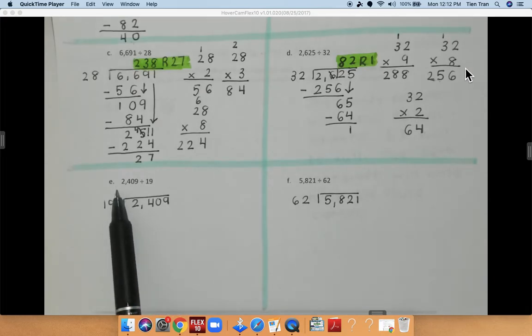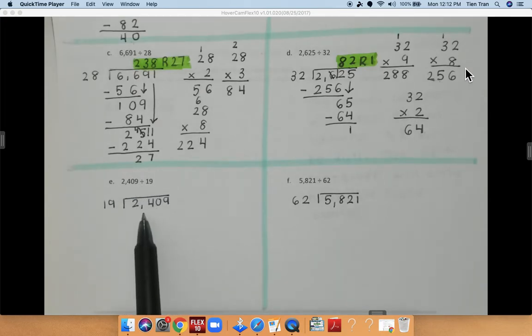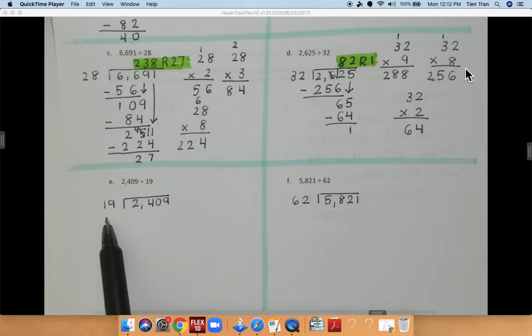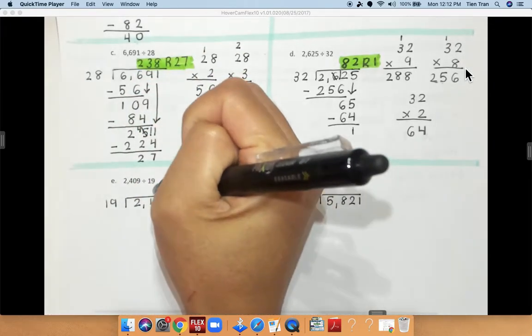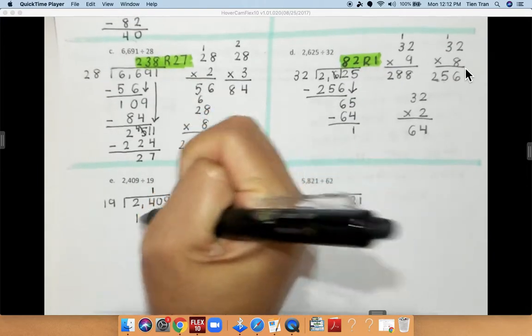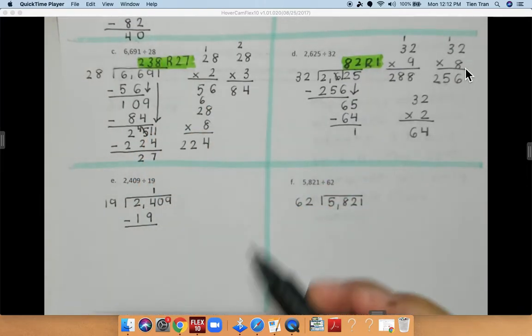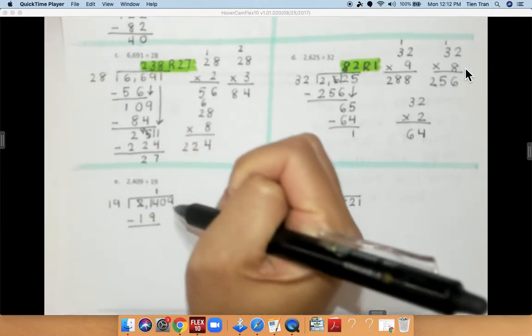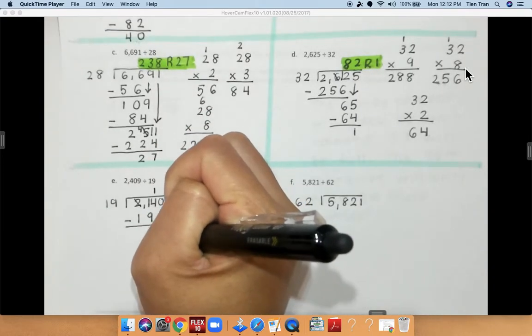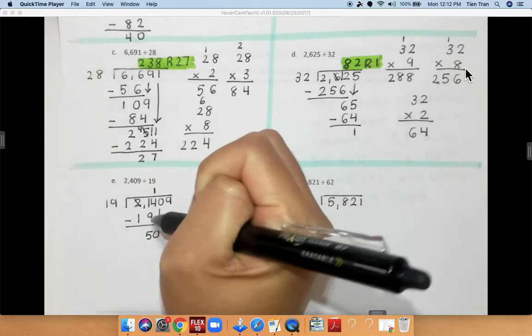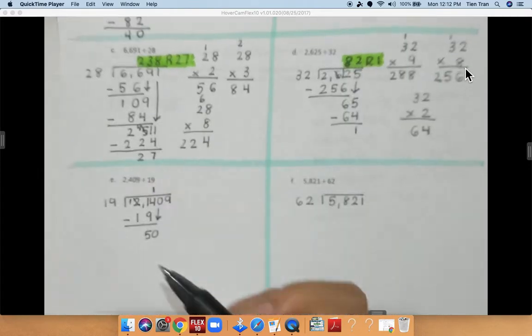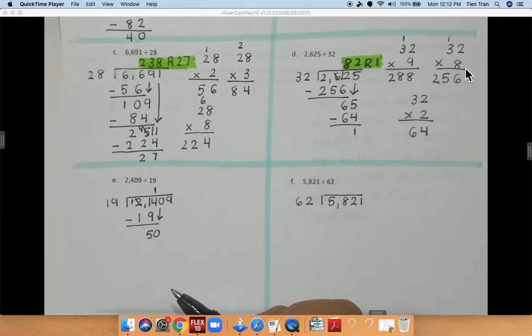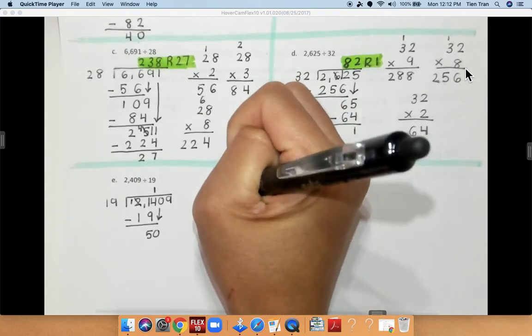For problem E, we have 2,409 divided by 19. Now I need to figure out how many times 19 can go into 24. 19 can go into 24 one time because if I were to multiply 19 times 2, it would be too big. So now I'm going to subtract or regroup. 14 minus 9 is equal to 5. Bring down my 0. 2 changes to 1. 1 minus 1 is equal to 0. I don't need to write that down. Now I need to figure out how many times 19 can go into 50. I'm going to try 19 times 2.